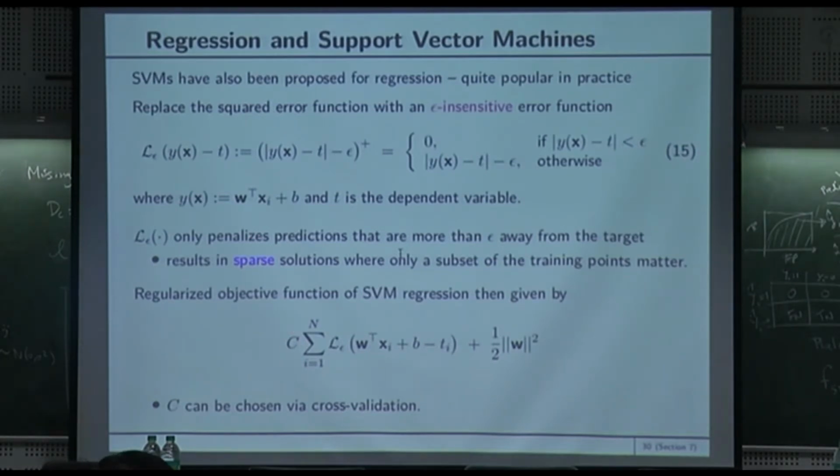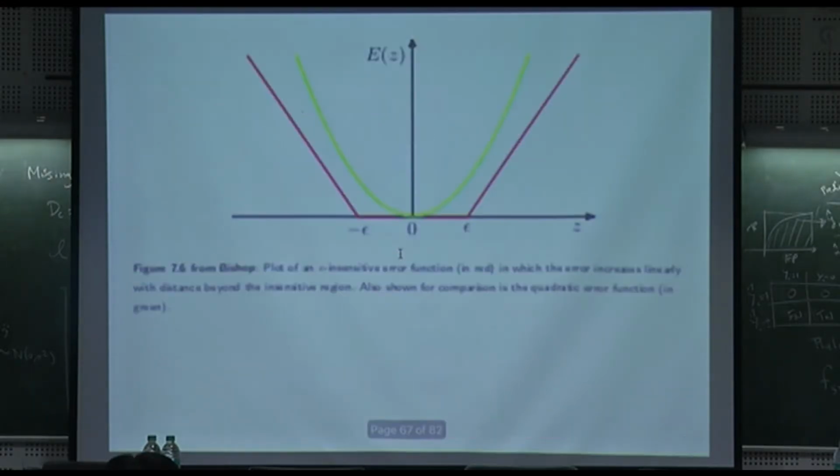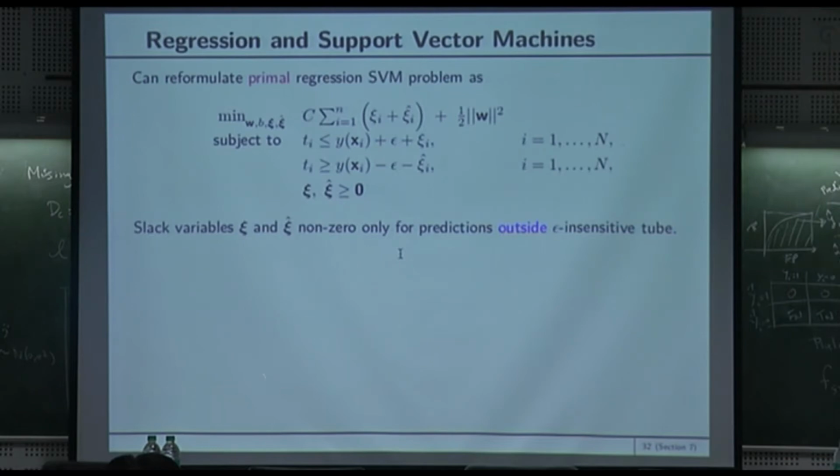This is the error, and here I've just written out Y of x in more gory detail. C is again chosen by cross validation, and this is the extra term which is trying to keep the W small. If you write it out, the primal SVR problem becomes this. There is that error over there. You introduce two slack variables, xi and xi hat. One of them is for one side error, the other is for the other side error. Xi and xi hat have to be greater than or equal to 0. The slack variables xi and xi hat are non-zero only for predictions outside the epsilon insensitive tube. If you are within, then both of them are equal to 0.